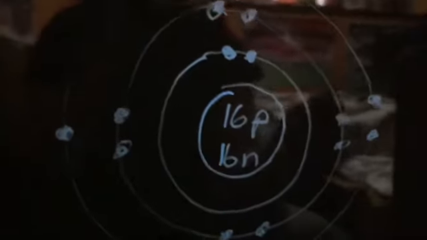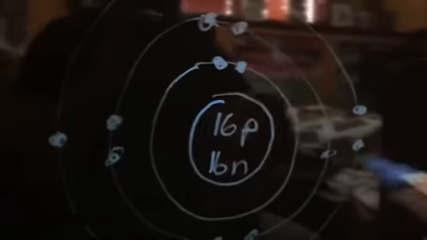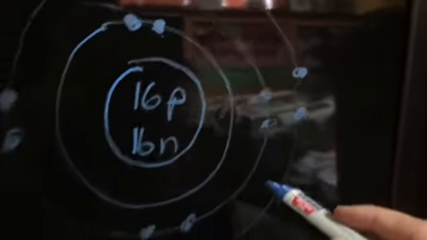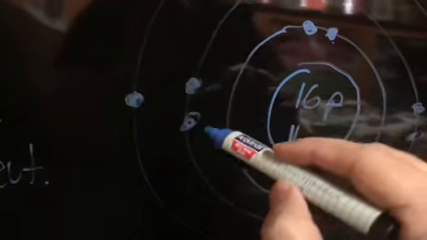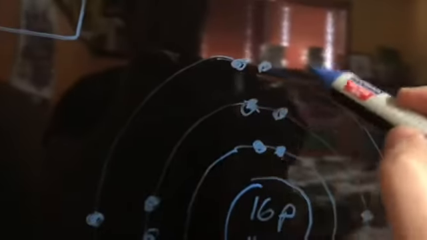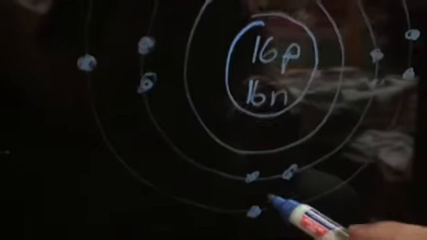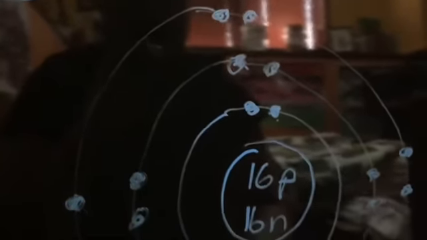So is our diagram correct? Well, do we have 16 electrons? Let's see. 1, 2, 3, 4, 5, 6, 7, 8, 9, 10, 11, 12, 13, 14, 15, and 16. And sulfur's atomic number is 16. So I hope that this helps a little bit with drawing Bohr diagrams.